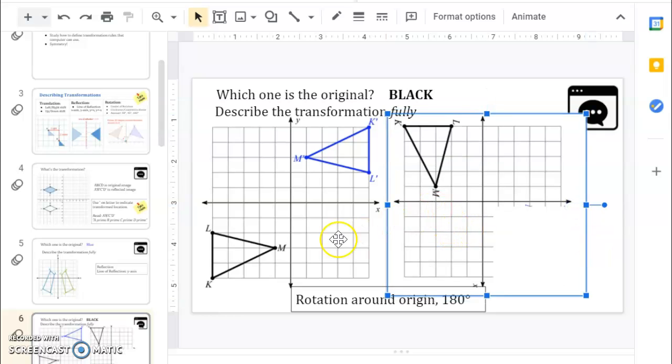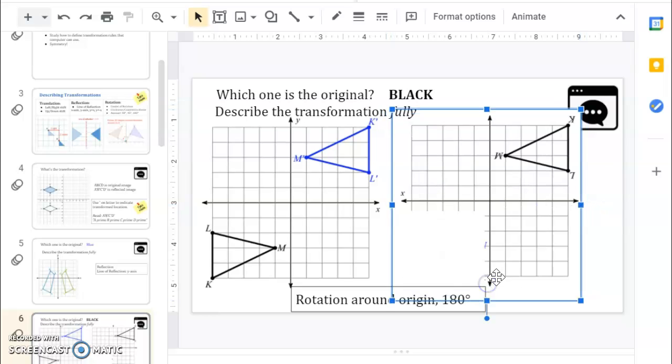90 degrees would end up with a triangle looking like this. And if I rotated another 90 degrees until the x and y axis match up again, it's going to be right there. So after 180 degrees, this is going to be the original shape, and it matches with the transformed triangle right there. So we know that this is rotation around the origin of 180 degrees.